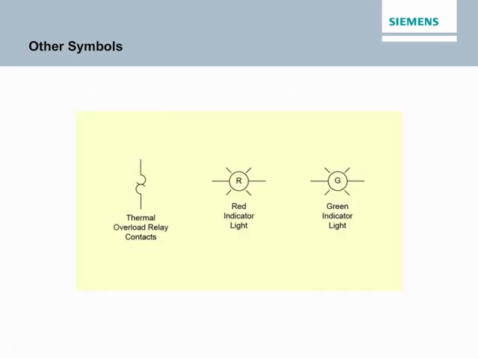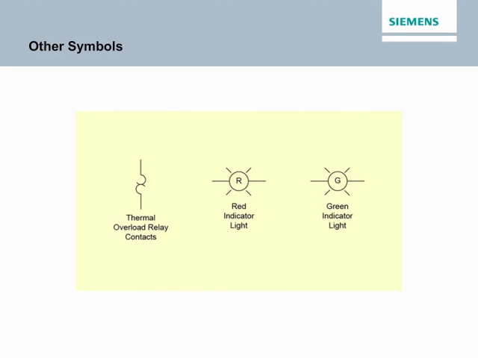There are many other types of control symbols, too many to include in this course, but some examples of symbols you will encounter later in this course are shown in the accompanying graphic and described below. Overload relays are used to protect motors from overheating. When excessive current is drawn for a predetermined amount of time, the overload relay's contacts open, removing power from the motor. The accompanying symbol is for contacts associated with a thermal overload relay. An overload relay used with a three-phase motor has three such contacts, one for each phase.